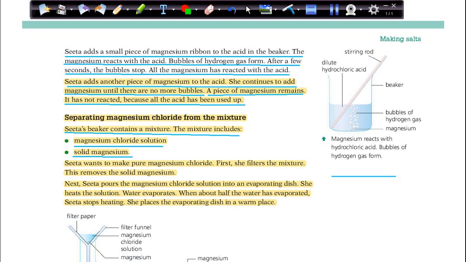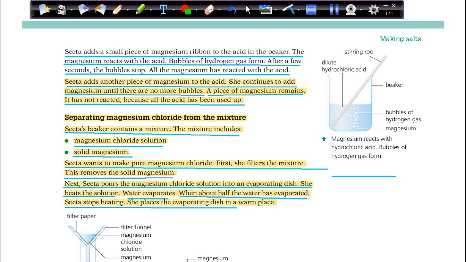Sita wants to make pure magnesium chloride, which is salt, crystals. First, she filters the mixture. This removes the solid magnesium. Next, Sita pours the magnesium chloride solution into an evaporating dish. She heats the solution. Water evaporates. When about half of the water has evaporated, she stops heating and places it in a warm place and leaves it for many days. After many days, she found crystals of magnesium chloride.